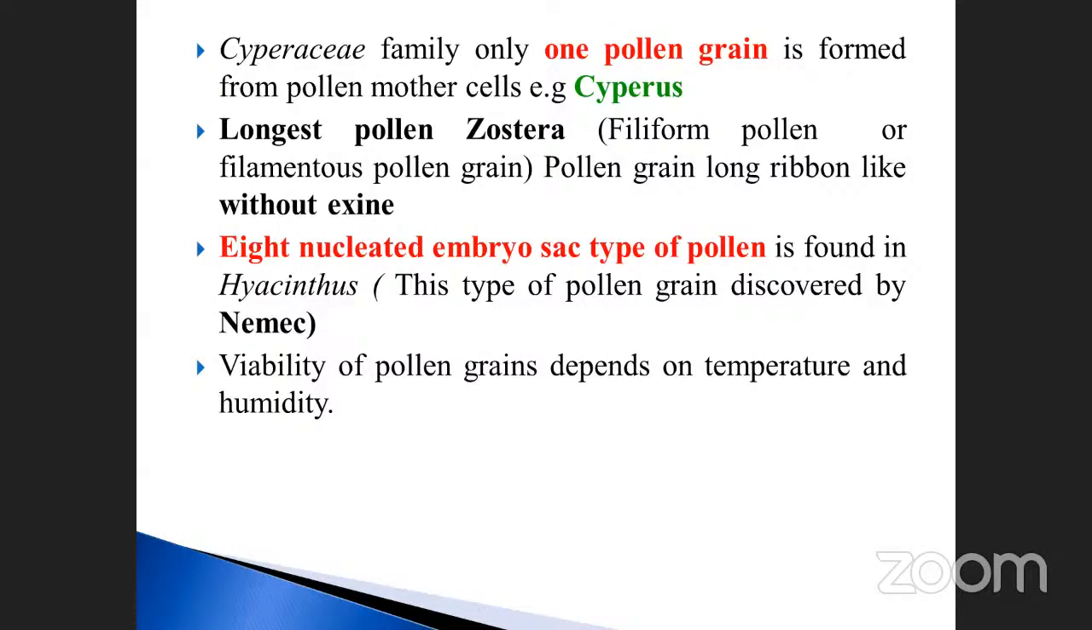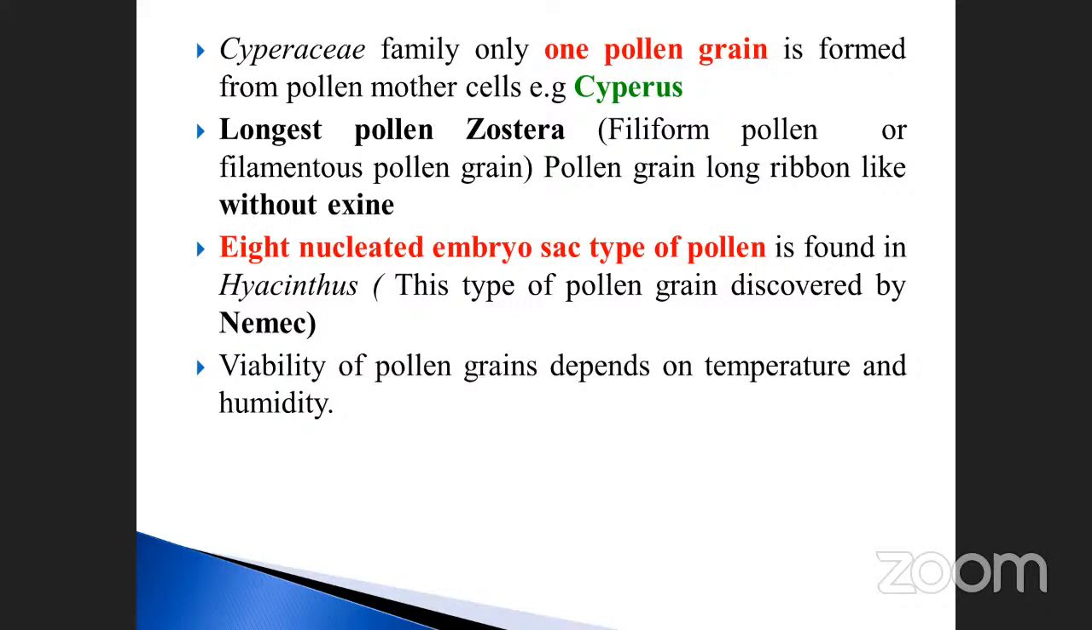The pollen grain is a long ribbon-like structure without exine. But here, what happened? Exine is completely absent. Only the intine is present. Okay, I will show you the diagram. Next, I think the next slide will come.